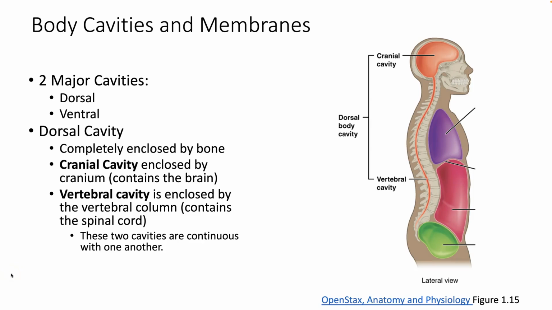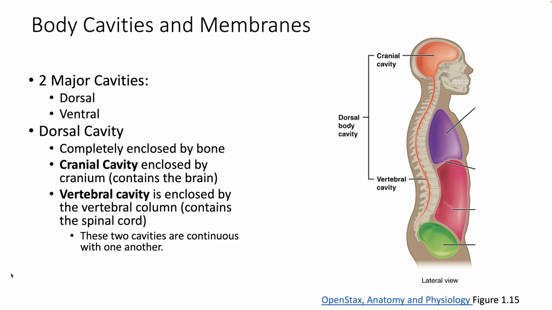In this video, we're going to discuss the major body cavities and the serous membranes. There are additional smaller body cavities like the oral cavity and the orbital cavity, but today we're going to focus on the major cavities of the body. You have two major cavities: the dorsal, which, if you remember from our directions, means toward the back, or posterior, and then the ventral cavity, which is the anterior cavity, or towards the front of the body.